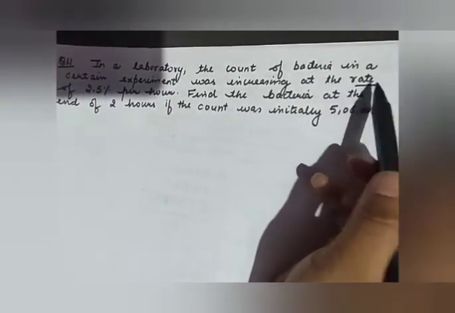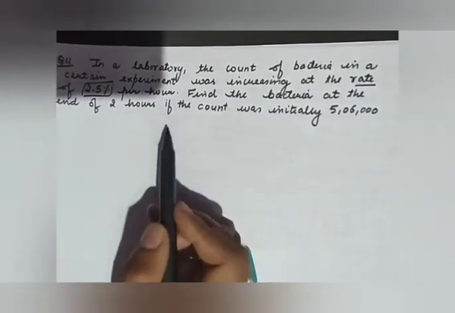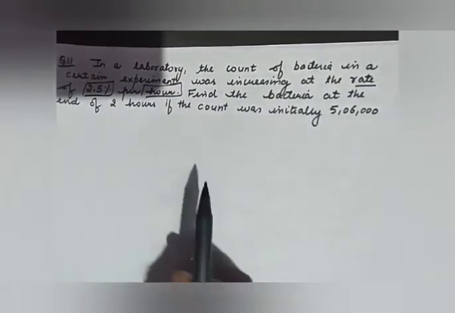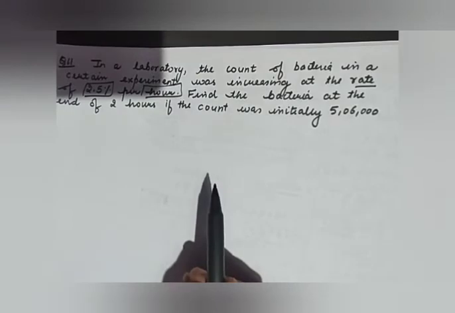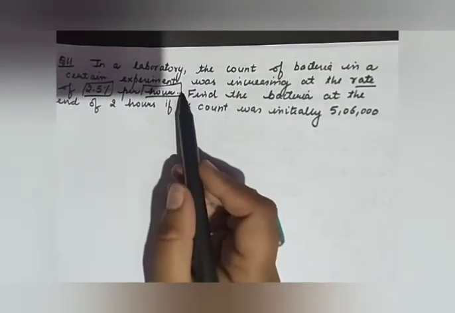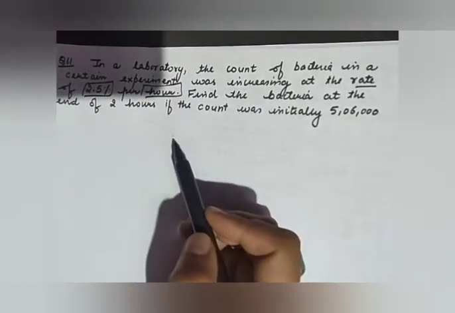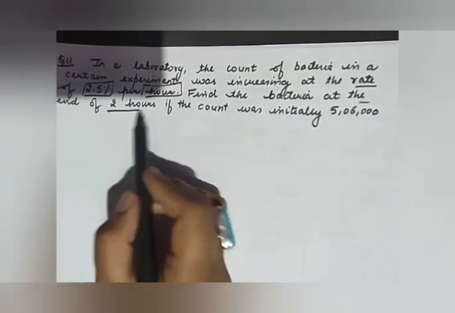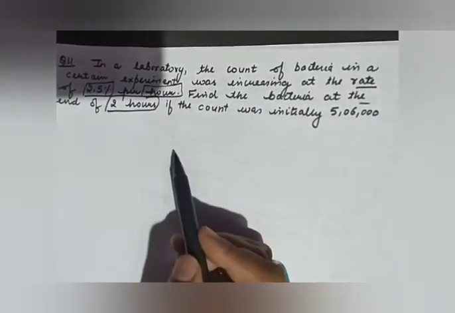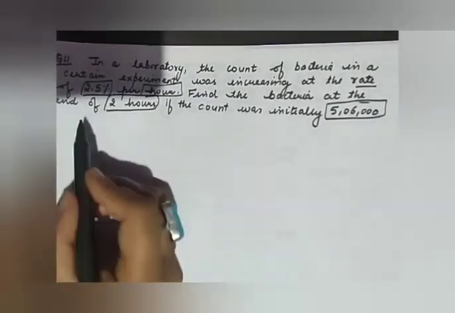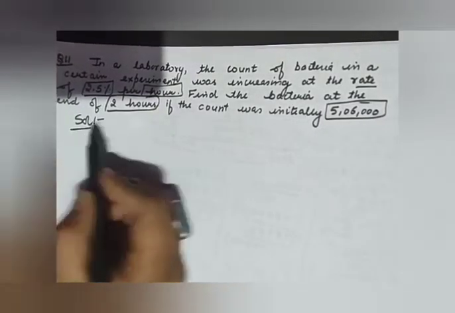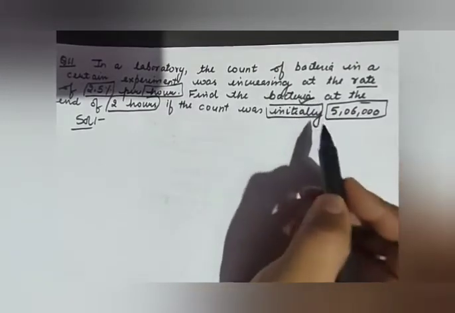Now students, let's have a look at question number 11 here. In a laboratory, the count of bacteria in a certain experiment was increasing at the rate of 2.5% per hour. Okay, although for money we will always be using per annum, but here for the growth of population we are taking per hour here. Find the bacteria at the end of 2 hours. It means time is given as 2 hours here. If the count was initially 5,06,000. So beta, definitely my 5,06,000 is initially, it means in the beginning, in the starting.